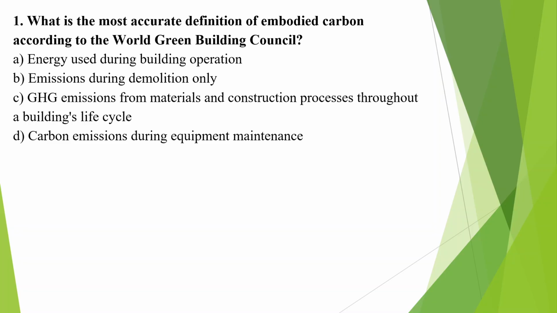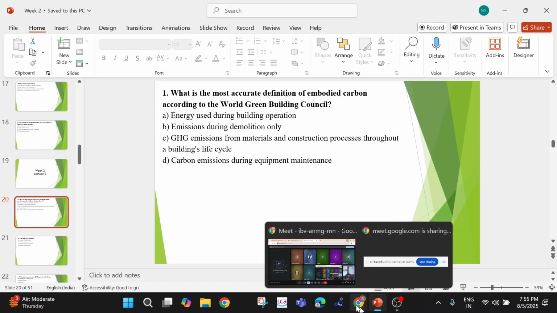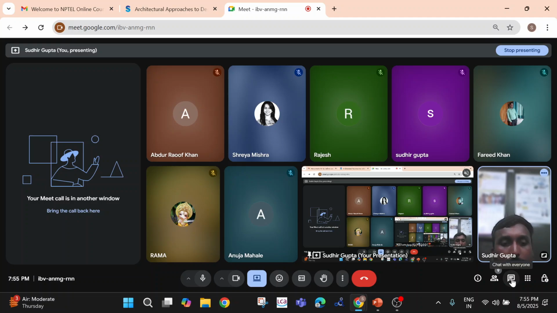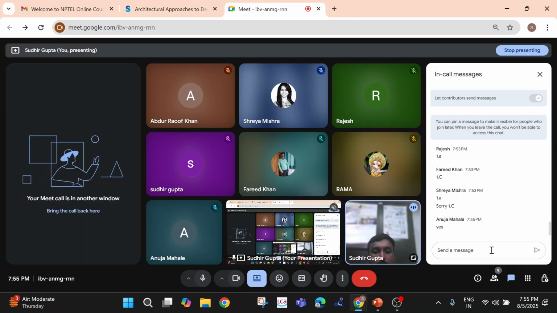So option C, whoever has opted, greenhouse gas emissions from material construction process, which is referred to as embodied carbon, is the correct answer. So now it is fine. All of you have got the point of what I mean to make you understand from this question. Can we move to the next question?